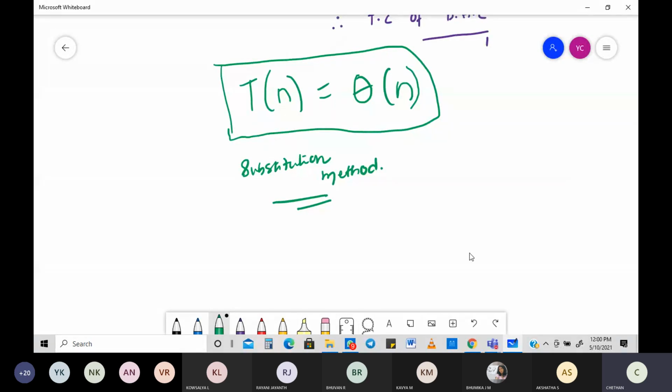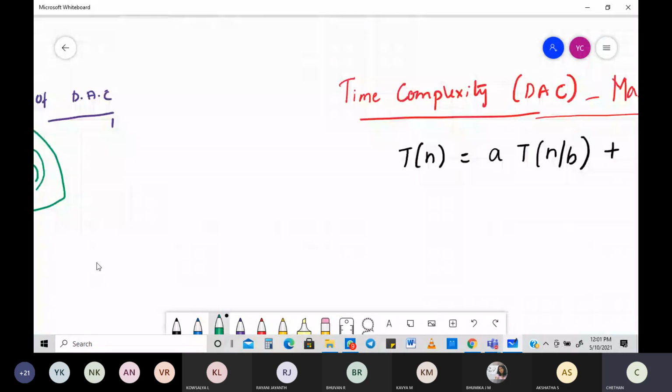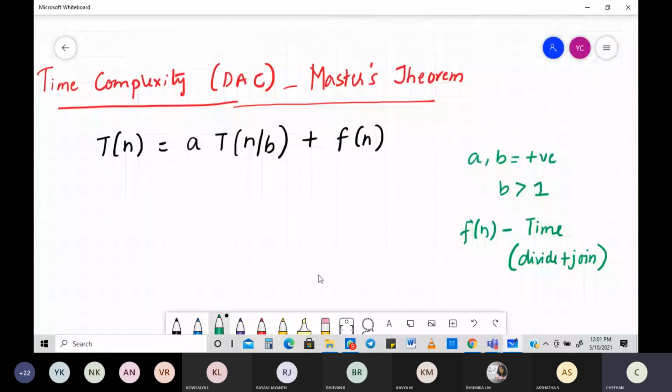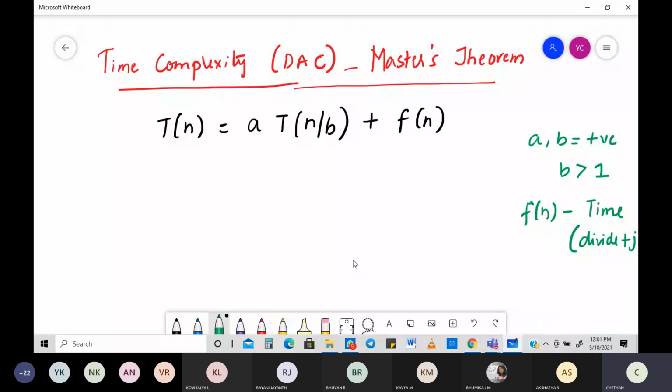Very nice problems, very simple problems. If you know this, then you will be able to solve them. That's another thing you have to keep in mind. What's the next thing to be kept in mind? The next thing is the time complexity using the Master theorem, which becomes very important here.